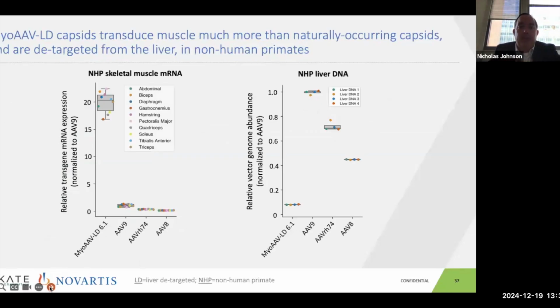This is the data from their proprietary virus. So this is the virus that you can see here compared to some naturally occurring viruses. And this is looking at the skeletal muscle, where you want it, and the liver, where you don't. And so what they're showing is that they do get it where they want it, right? So they get more into the skeletal muscle and they get less into the liver.